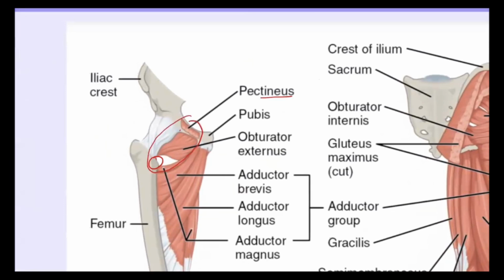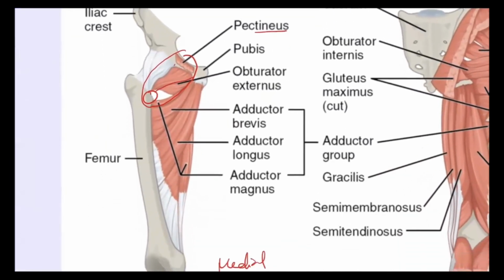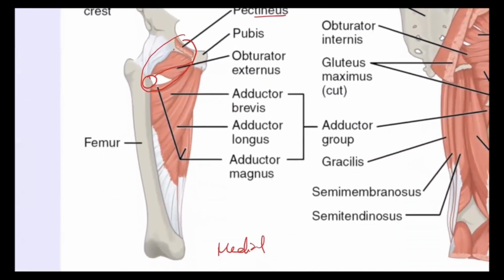Then if you remove the pectineus muscle, under it you would have obturator externus. So it's right here, right under pectineus. Then you have the adductors. Adductor brevis comes first, and then right after you have adductor longus. Then you have adductor magnus.